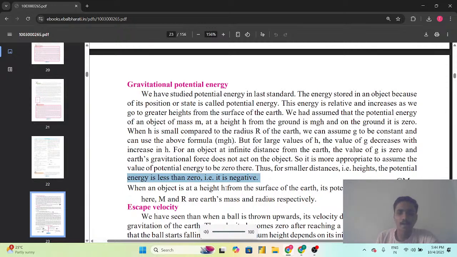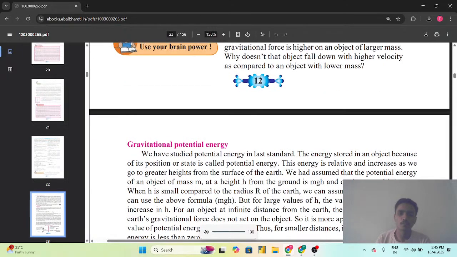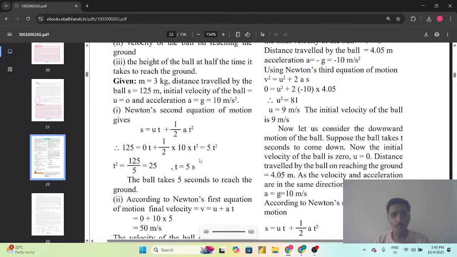When an object is at height h from the surface of the earth, its potential energy is minus GMm upon r plus h. So we have to remember this: when an object is at height h from the surface of the earth, it will have the potential energy minus GMm upon r plus h. Here M and R are the earth's mass and radius. As I have told earlier, we have to remember the mass and the radius. So the mass of the earth is 6 into 10 raised to 24 kg and the radius of the earth is 6.4 into 10 raised to 6 meter.